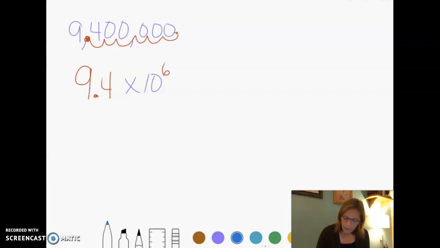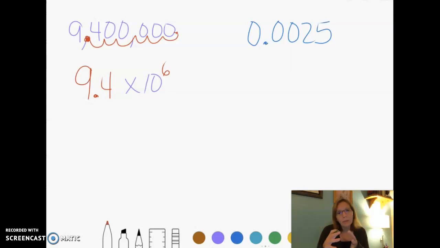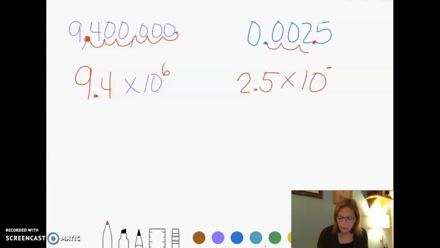Last example, if I have 0.0025, remember I still want my decimal to make a number between 1 and 10. So I'm going to put it right there because 2.5 is between 1 and 10. But this time I have a small number. I started with a decimal, so my times 10 is going to be negative. And how many places did I move? 1, 2, 3. So 2.5 times 10 to the negative third.